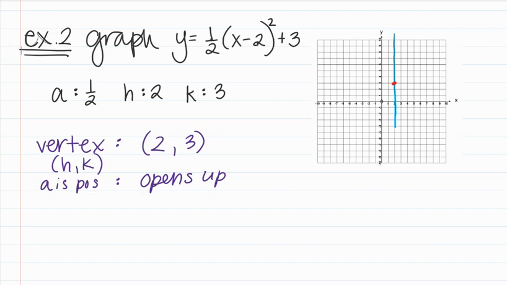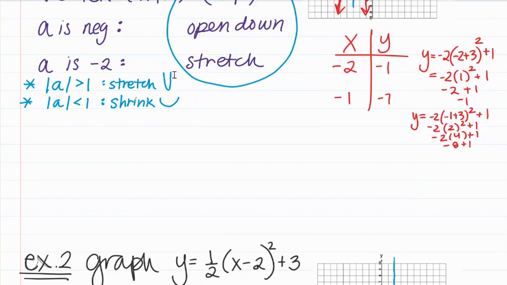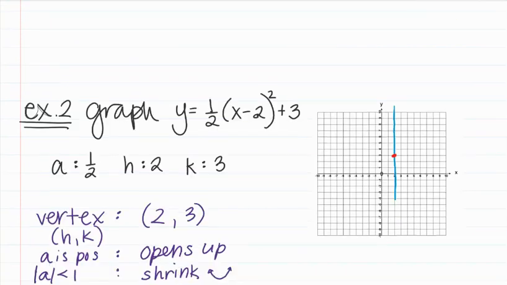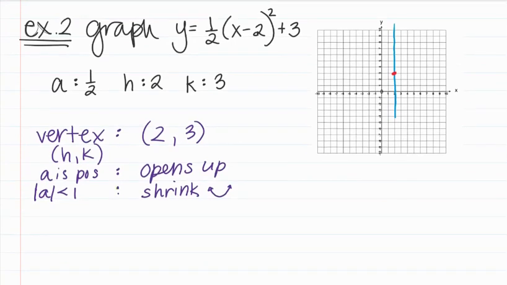All right, so the absolute value of A is less than 1. So that means it's going to be a shrink. It's going to get wider like this, as opposed to our other graph, where it was a stretch and had that taller shape. So again, those two details are just going to help us self-check as we go on to step 4, and we get a couple extra points.